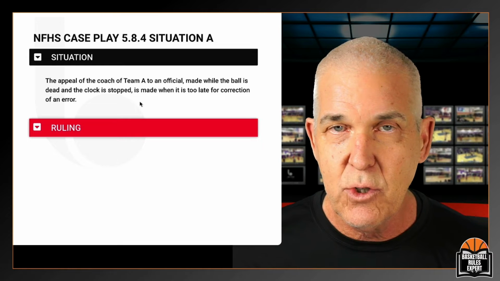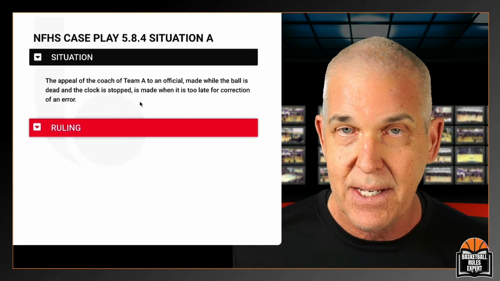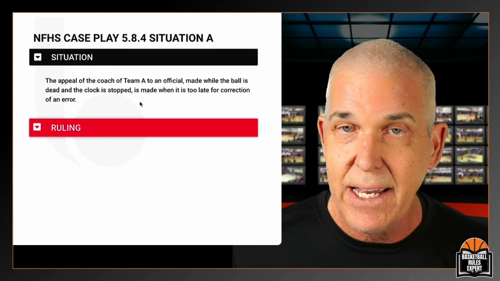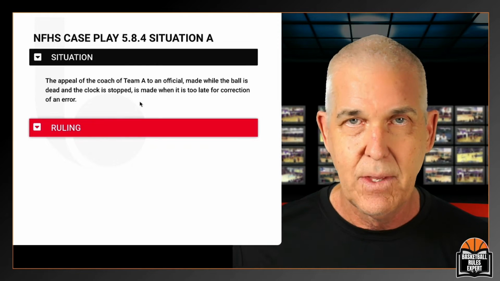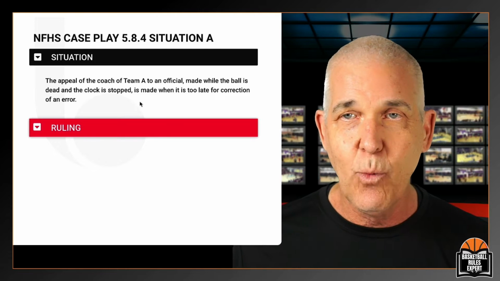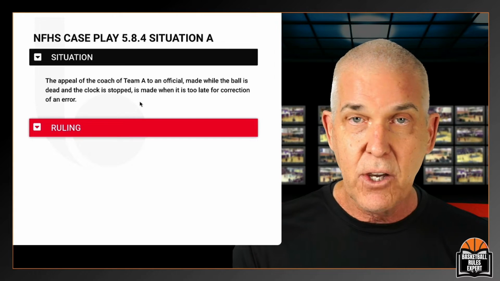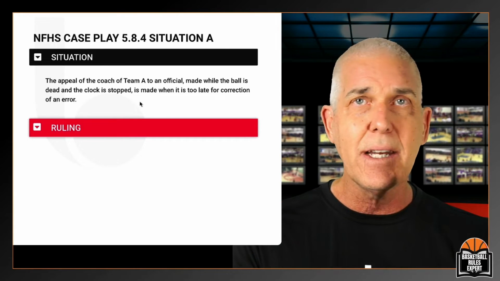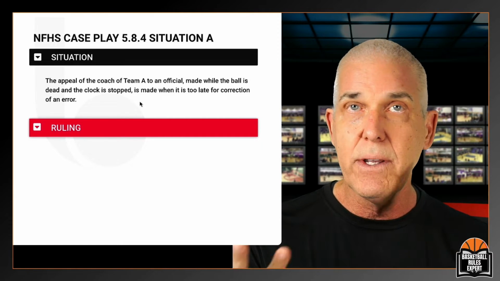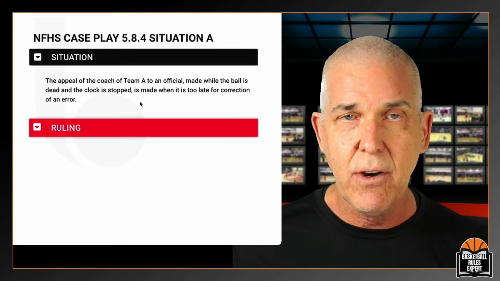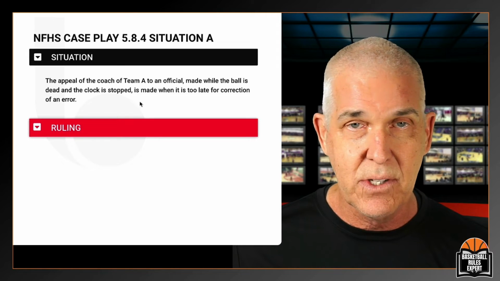The appeal of the coach of Team A to an official made while the ball is dead and the clock is stopped is made when it is too late for correction of an error. That's vaguely worded. I suppose the ball is dead. The officials are about to administer the throw-in. The coach from Team A says, hey, you're making a mistake. There was a correctable error. Free throws should have been awarded there, etc. And so I guess the question here is a timeout being requested as a result? Let's take a look.